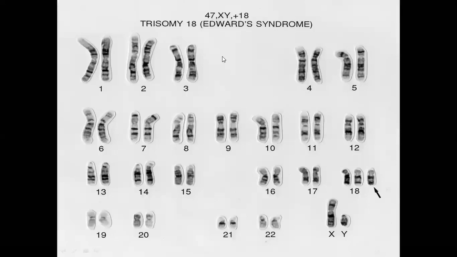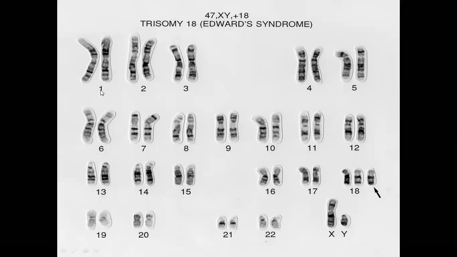This is the karyotype of Edwards syndrome. This is in the case of a male because it is XY. Now, the trisomy is due to the 18th autosome, where you find 3 copies of the 18th chromosome here. So this is Edwards syndrome.